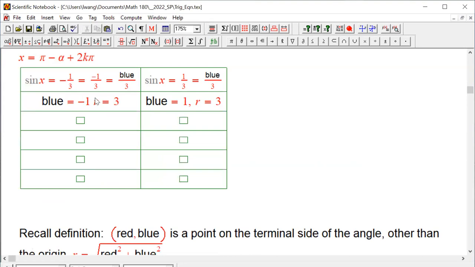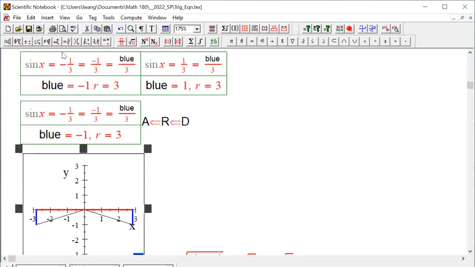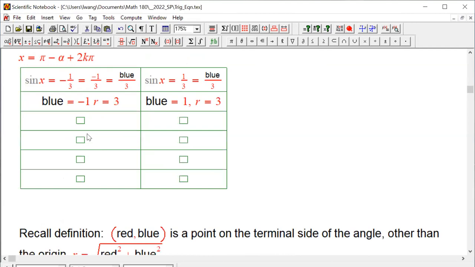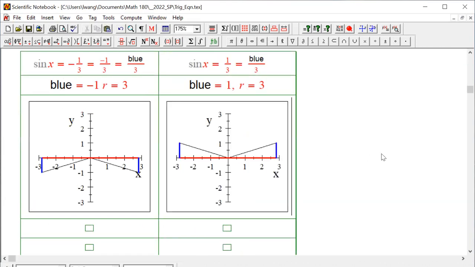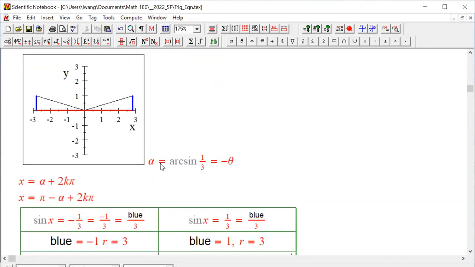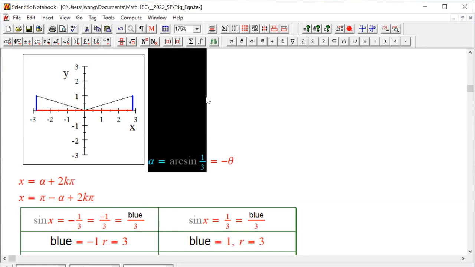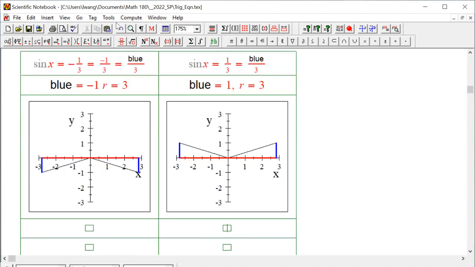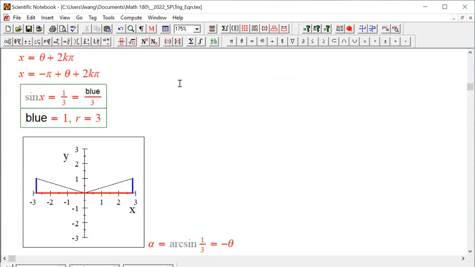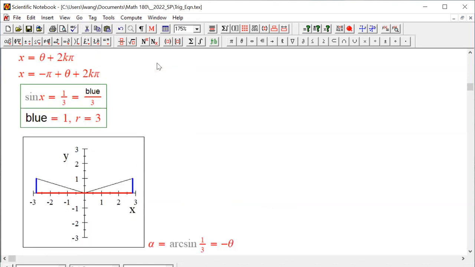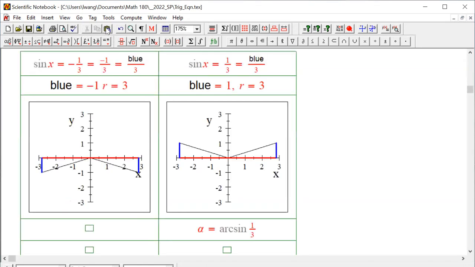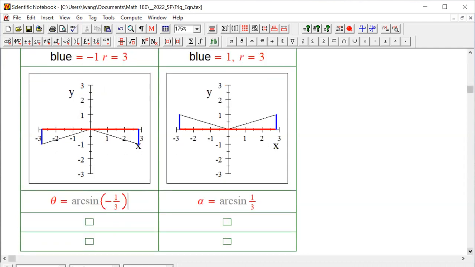For sine x equals negative 1/3, we have a picture right here. These are the terminals, and for the positive 1/3, these are the terminals. We introduce theta, alpha equals to that, and theta equals to that. And we know alpha and theta are opposite to each other.